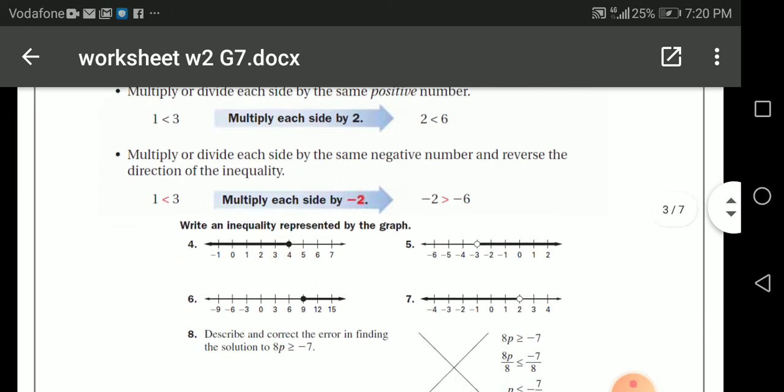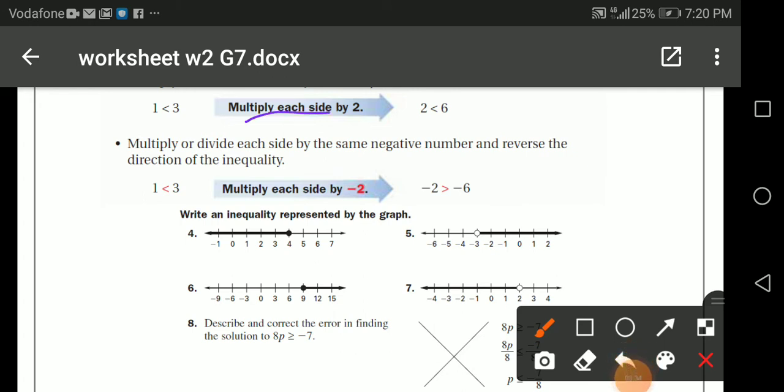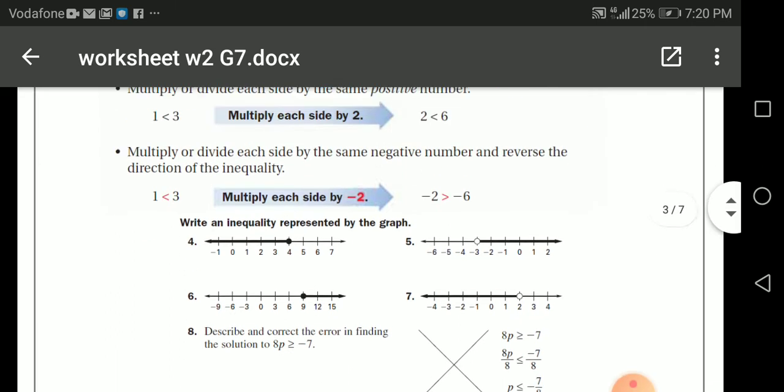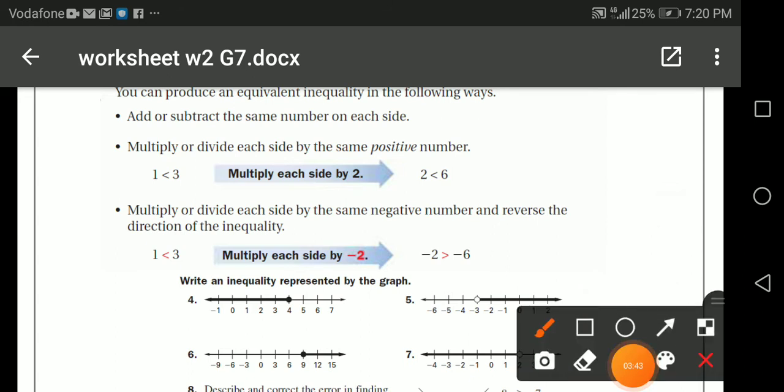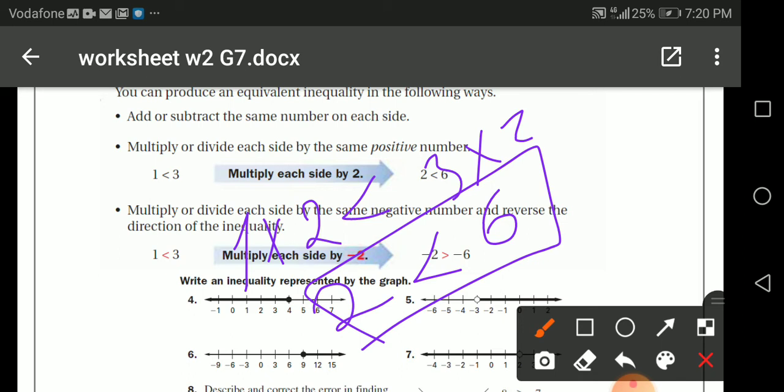Let's see by examples. We have 1 less than 3. Multiply each side by 2, so you have 1 times 2, and this is 2. Okay, let's write it another way. 1 times 2 less than 3 times the same 2. 1 times 2 is 2, and 3 times 2 is 6. So you've got an equivalent inequality. Remember, as you see, we multiply by a positive number.